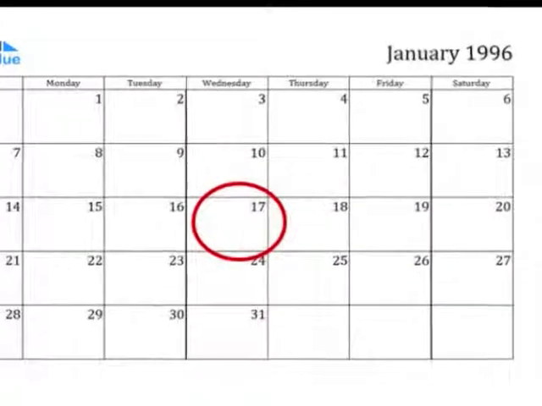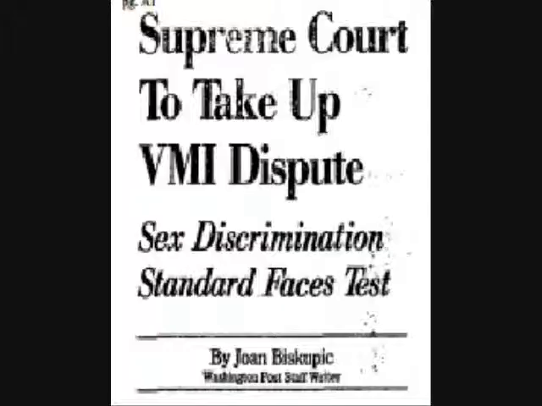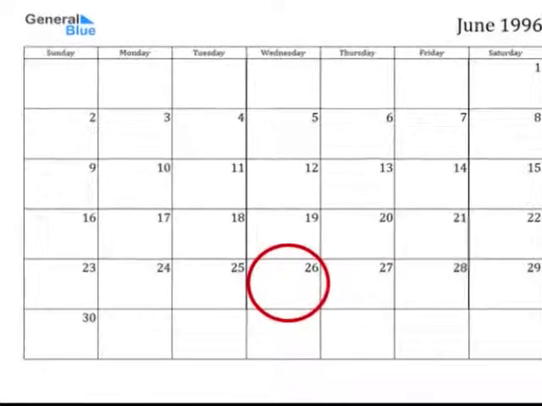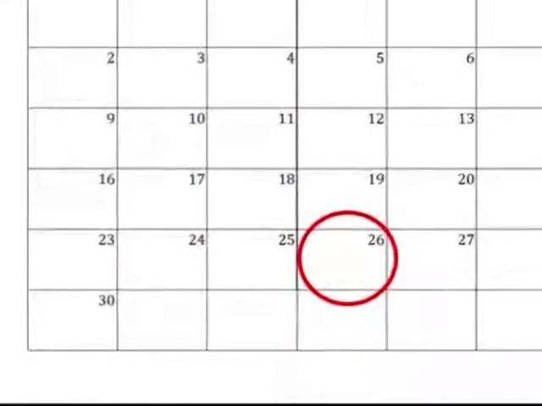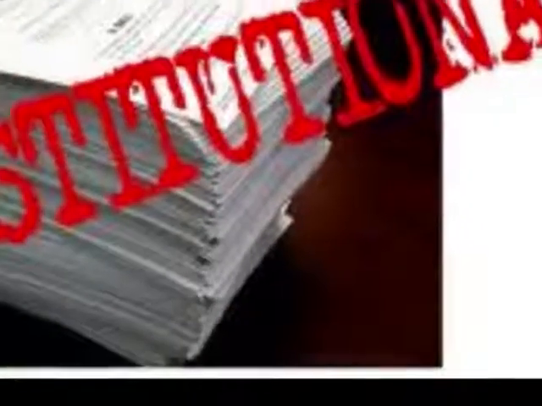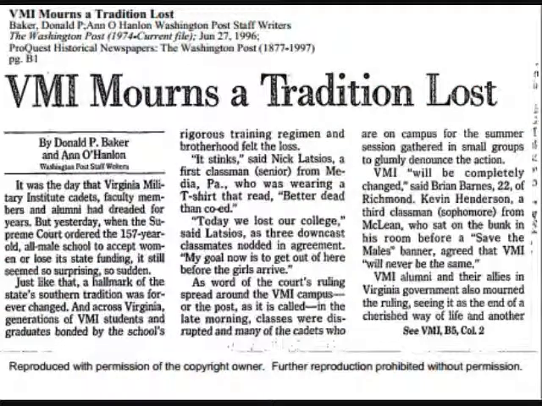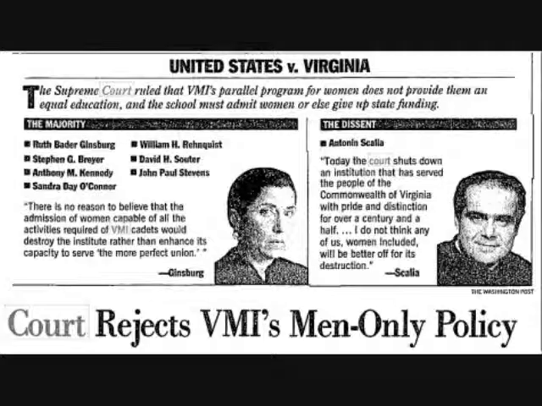On January 17, 1996, the United States Supreme Court began hearing oral arguments in the long battle between the United States and the Commonwealth of Virginia. On June 26, 1996, in a 7-1 decision, the Supreme Court ruled that Virginia Military Institute's admissions policy was in fact unconstitutional, overruling and reversing several lower courts' opinions and judgments. This declaration was founded on two violations: the violation of excluding women and the violation of the proposed remedy, Virginia Women's Institute of Leadership.